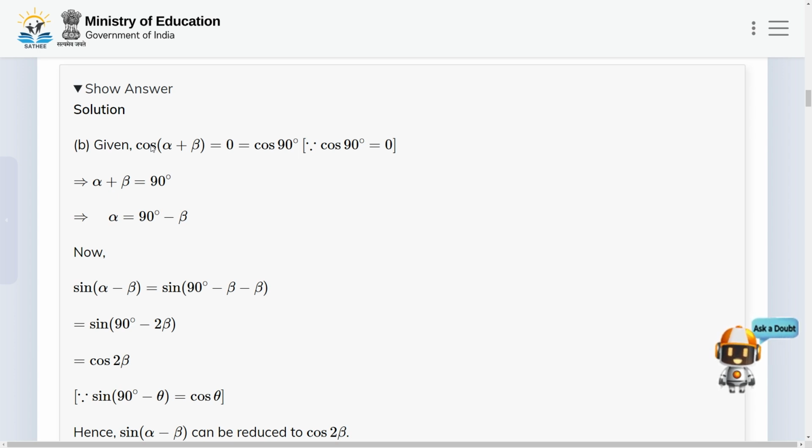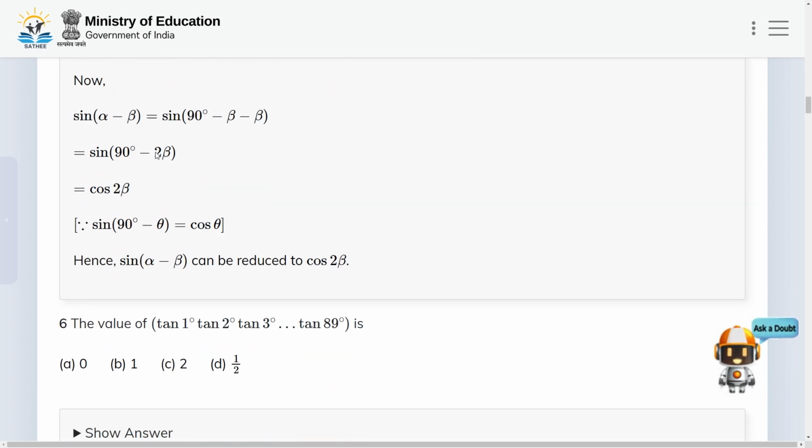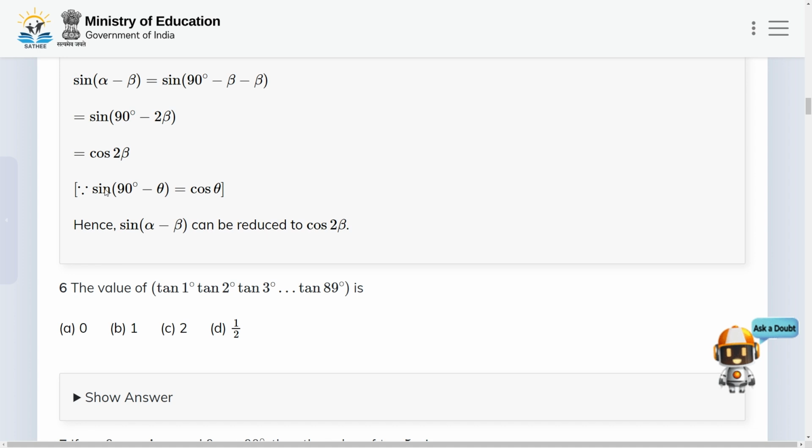It implies α = 90° - β. Now sin(α - β) is equal to sin(90° - β - β), that is sin(90° - 2β). And this is equal to cos 2β, since we know sin(90° - θ) is cos θ.